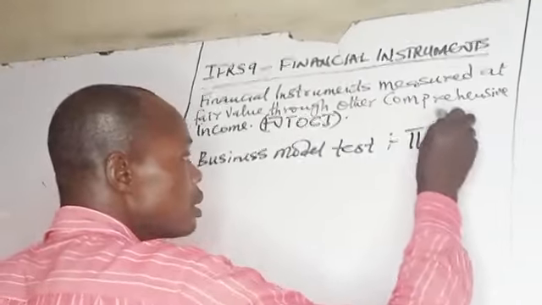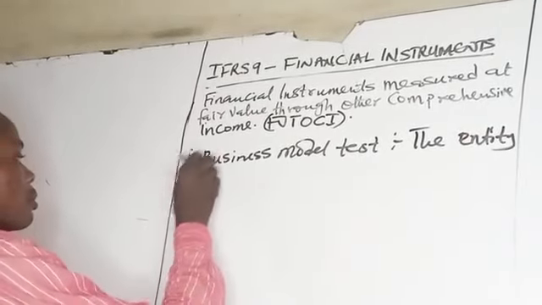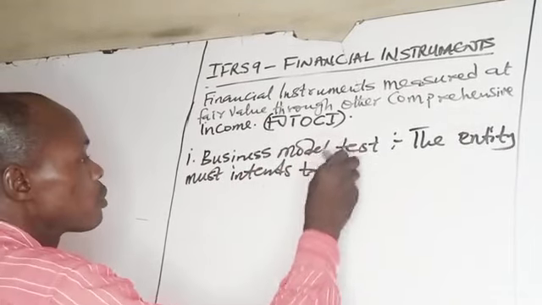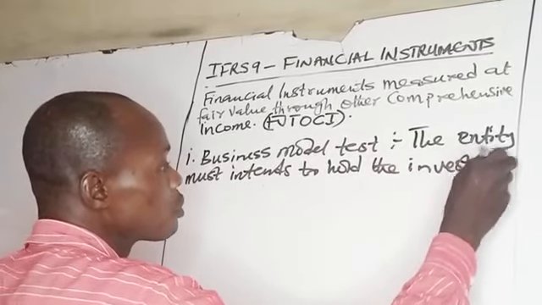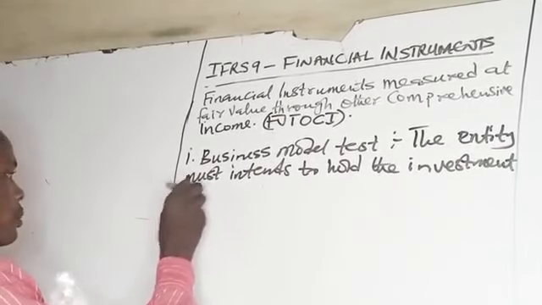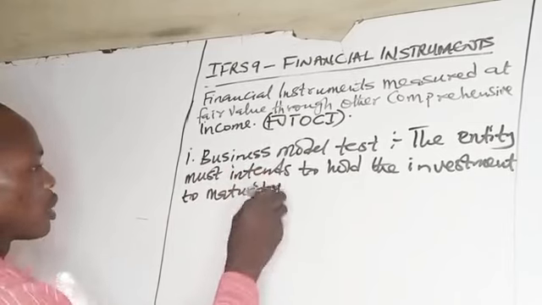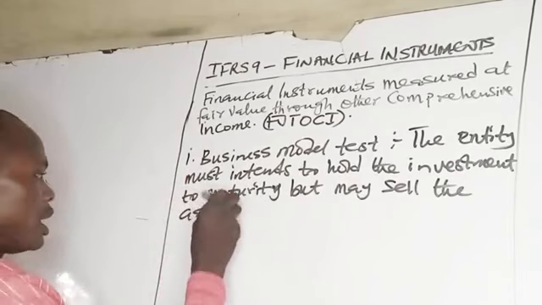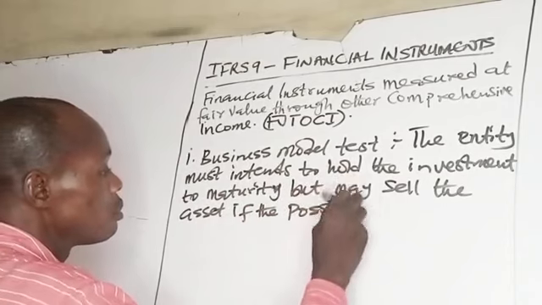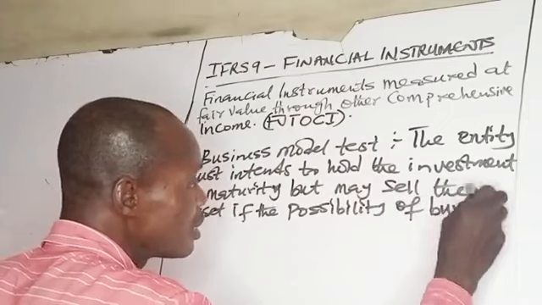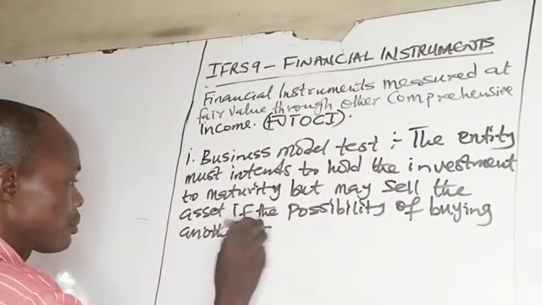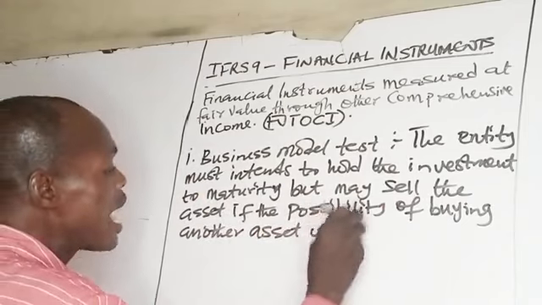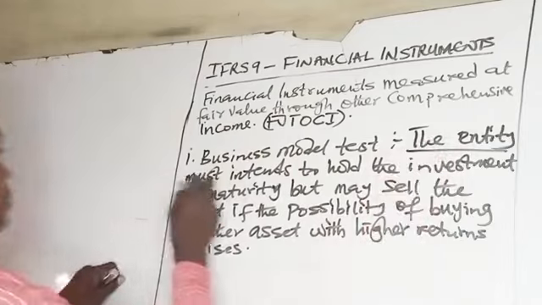The entity must intend to hold the investment to maturity, but may sell the asset if the possibility of buying another asset with higher returns arises.